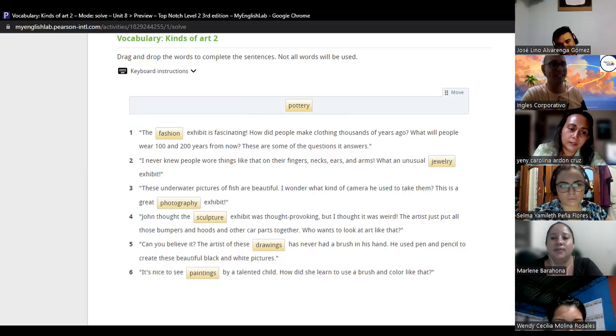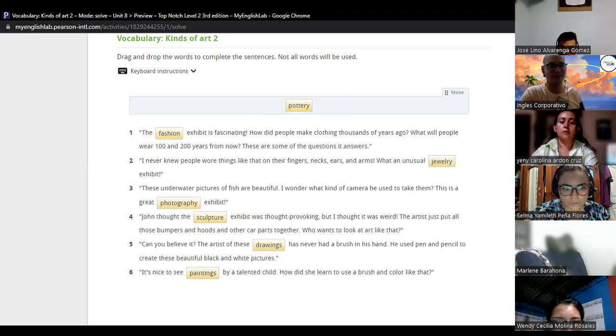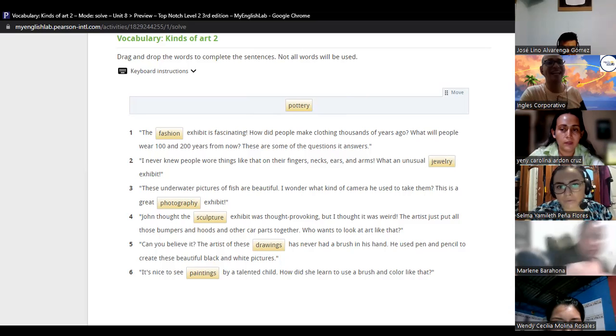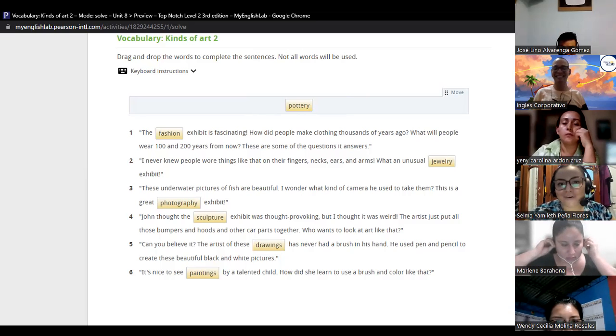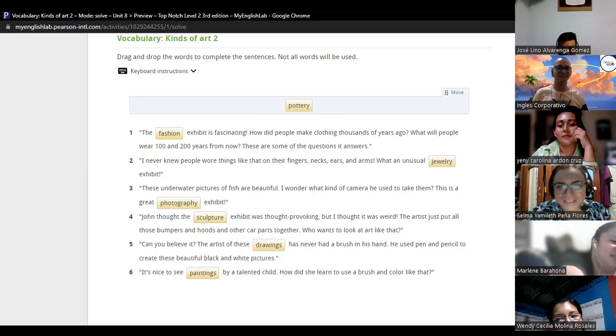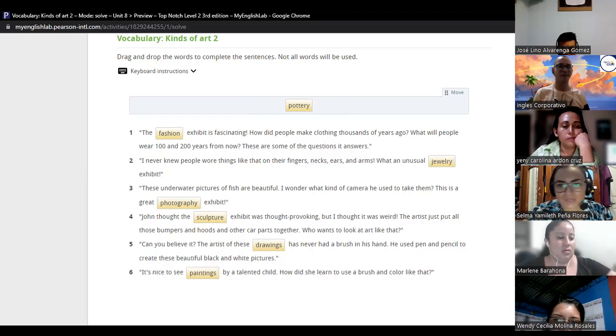What about you, Selma? Tell me, this underwater. These underwater pictures of fish are beautiful. I wonder what kind of camera he used to take them. This great photography. Great. Exhibit. Great. Marlene, come to read, please.